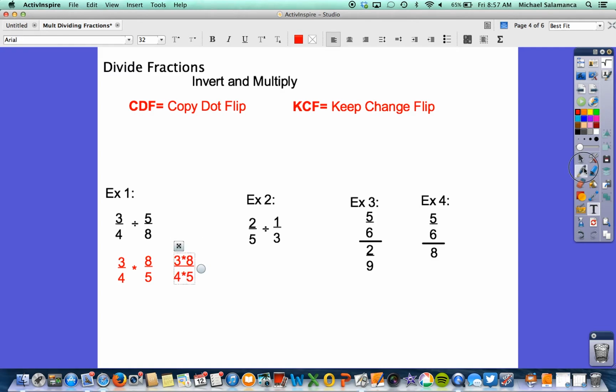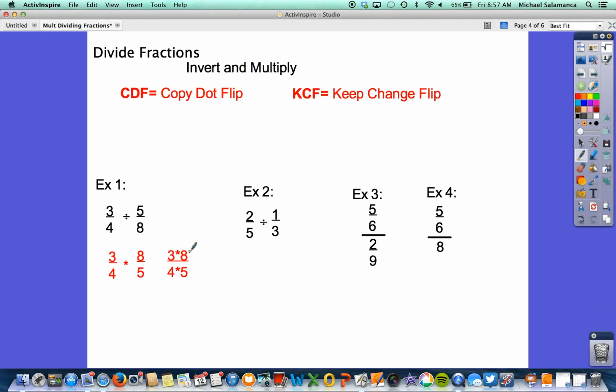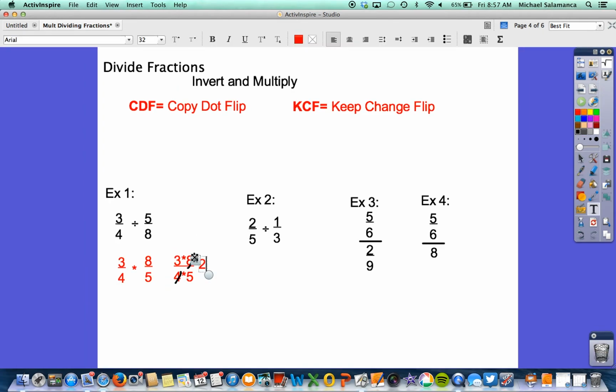Again, I noticed that the 8 in the numerator and the 4 in the denominator have a 4 in common, so I'm going to divide both of those by 4. That gives me a 2 here and a 1 here. So 3 times 2 is 6. And 1 times 5 is 5.